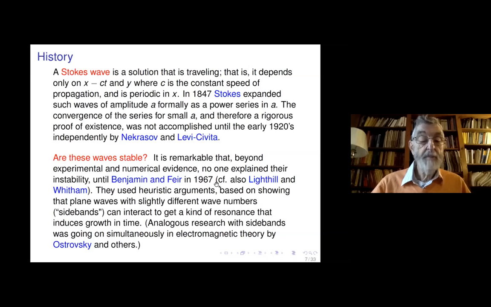There was a group of people in the late 60s who showed analytically, but not rigorously, rather heuristically, that you have this instability that I mentioned before. So that means you take slightly different wave numbers, which they call sidebands. Benjamin called them sidebands. Okay.